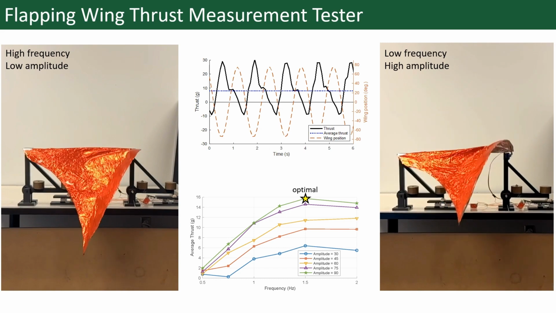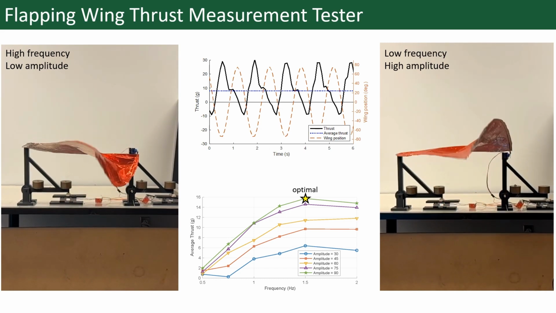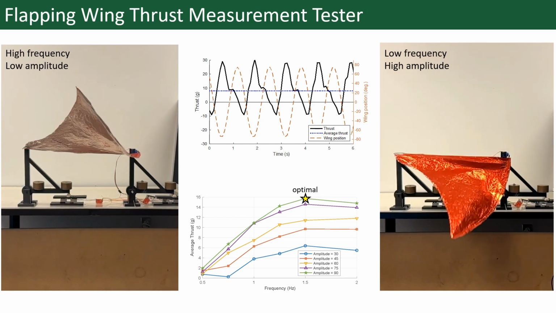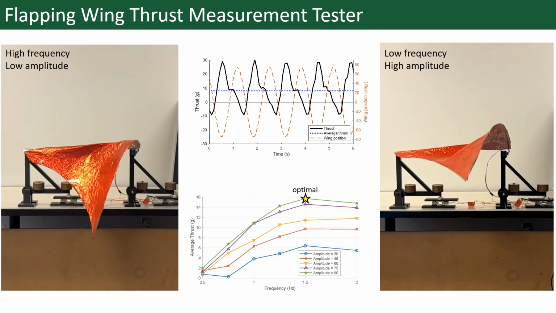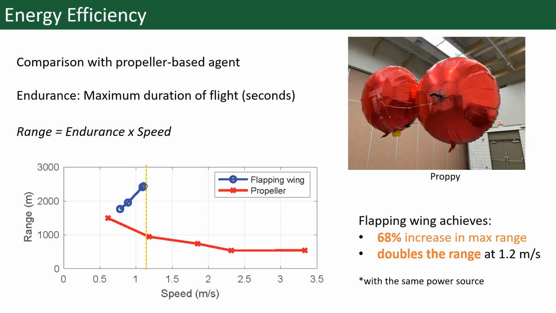A thrust measurement device was constructed to measure the time history of the thrust for different flapping characteristics. A parameter sweep identified the optimum amplitude and frequency for each wing. We tested various shapes and sizes to identify their effect on thrust, as well as identify the optimum set of wing shape parameters. We compared flapping wings with a propeller-based agent named Proppy.